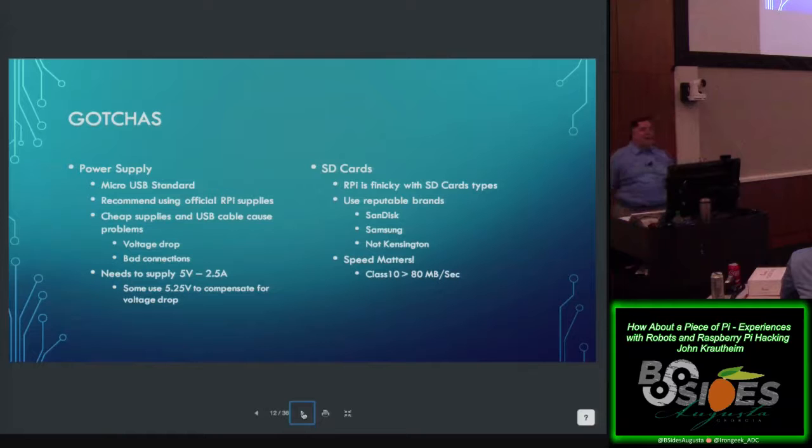I tried a Kensington card that kept crashing on me. They died. Some of those off-brand ones, I would be leery of them if I'm going to be using them on a Raspberry Pi, because this is an operating system. It's not used in your camera where you're just writing a picture to it every once in a while. This is actually acting as your hard disk.